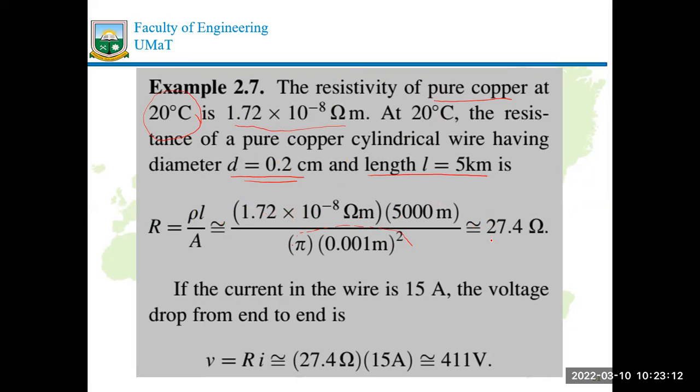After doing that, we are having a resistance of 27.4 ohm. Then the question went on further to say that in case we are given a current of 15 amps flowing through this particular copper conductor, what will be the voltage across it? We know that V is equal to IR. So at the end of the day, if we compute that as well, we'll be getting 411 volts.